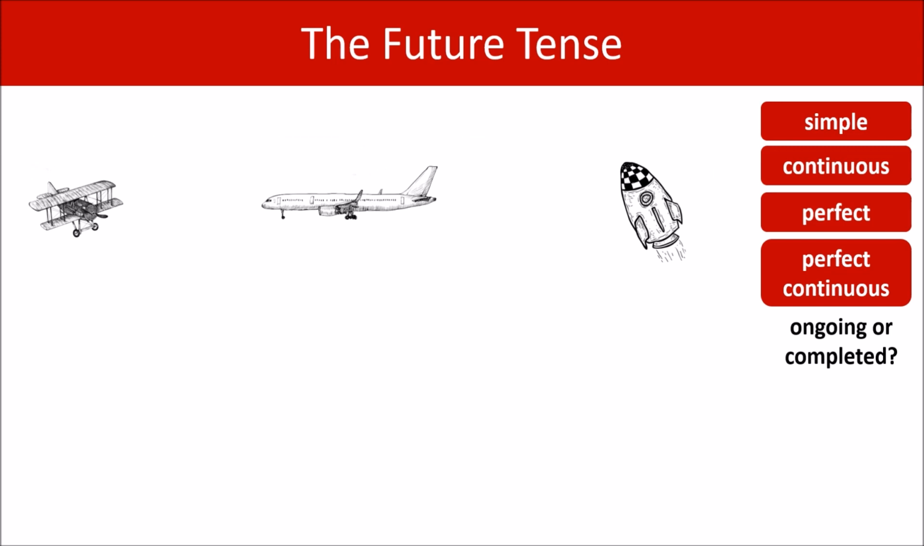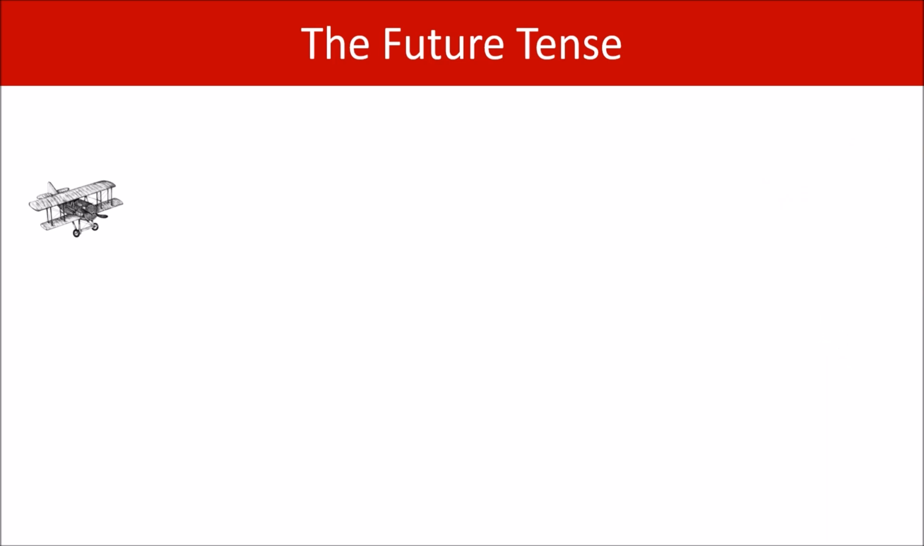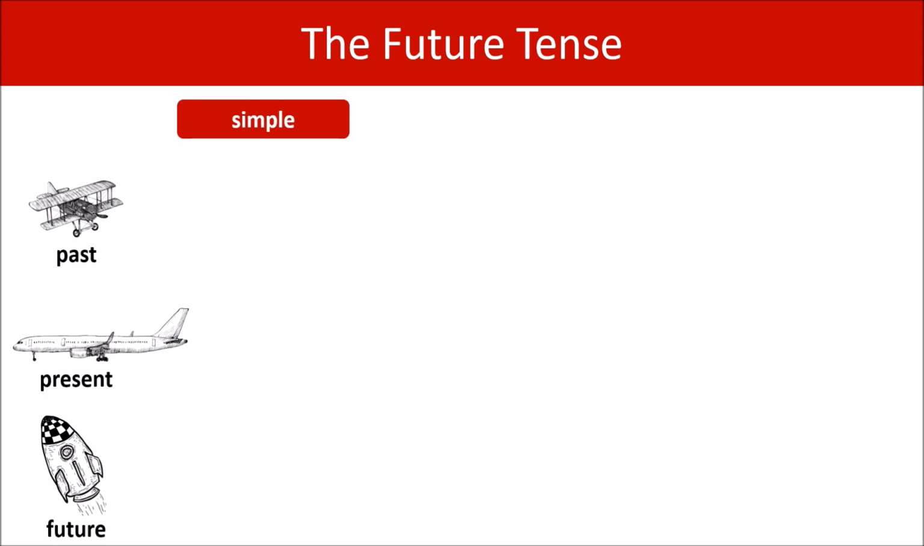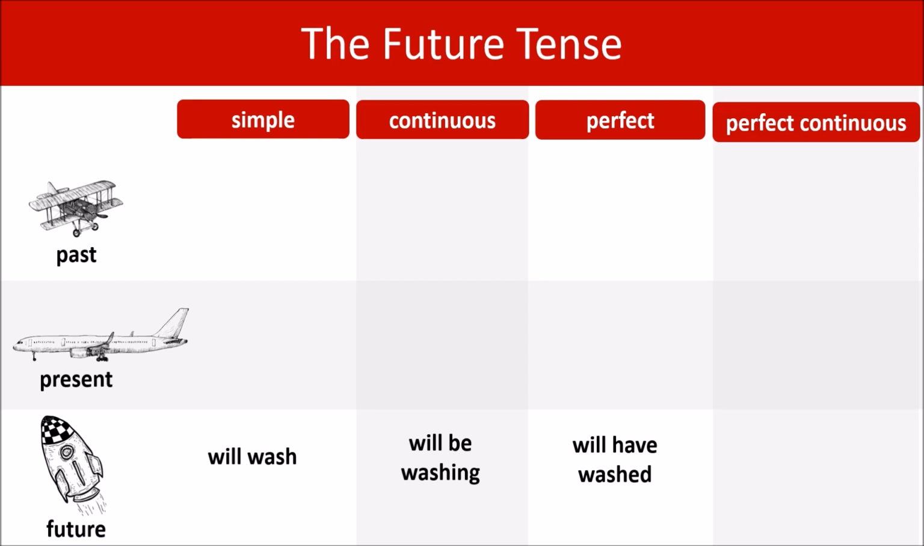Let's clear the screen. So here are our 3 tenses, the past, present and future. And here are our 4 aspects: simple, continuous, perfect and perfect continuous. As we've said, this will give us 12 tenses in total. The ones we've looked at today are the simple future tense, for example, will wash. The future continuous tense, will be washing, for example. The future perfect tense, will have washed, and the future perfect continuous tense, will have been washing.